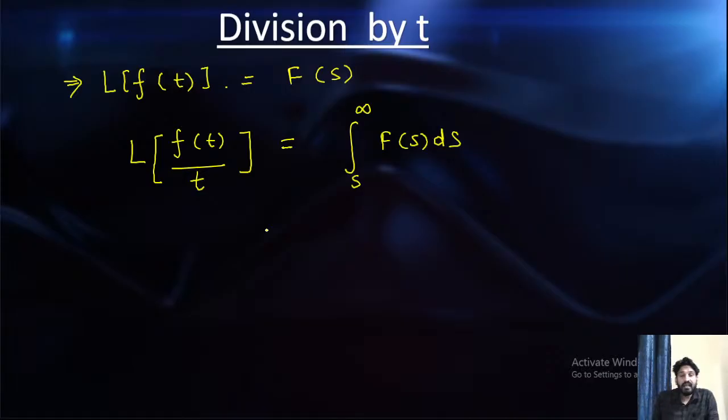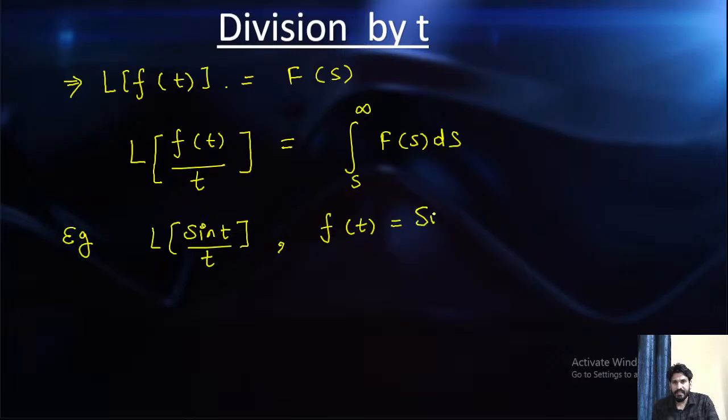If I take a simple example, let's suppose I have to find the Laplace of sine t divided by t. What property will I use? I consider that my f of t is sine t, and the t is divided into my function, right? Don't worry, just find the F of s, because we require the F of s. My F of s is the Laplace of sine t, which is 1 divided by s squared plus 1. This is the F of s.